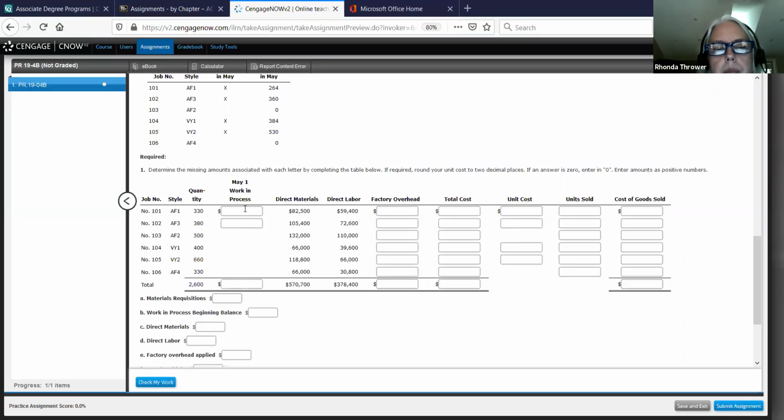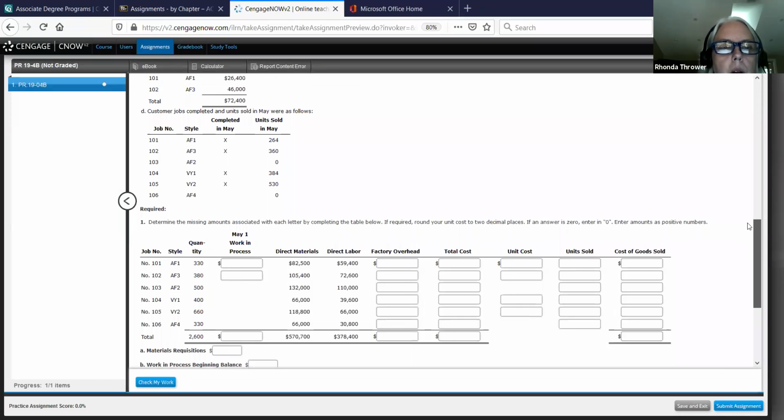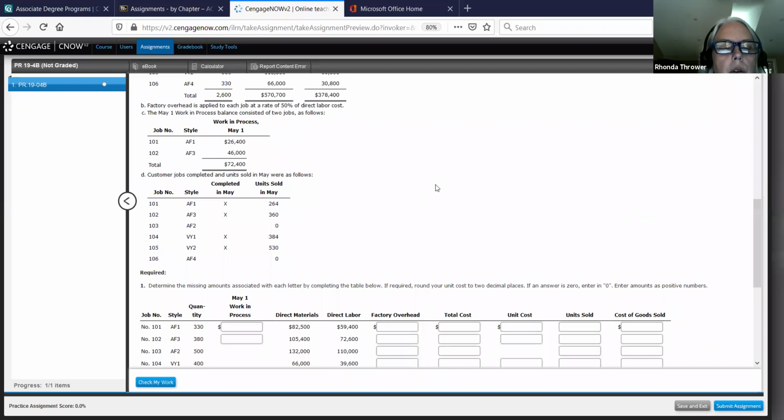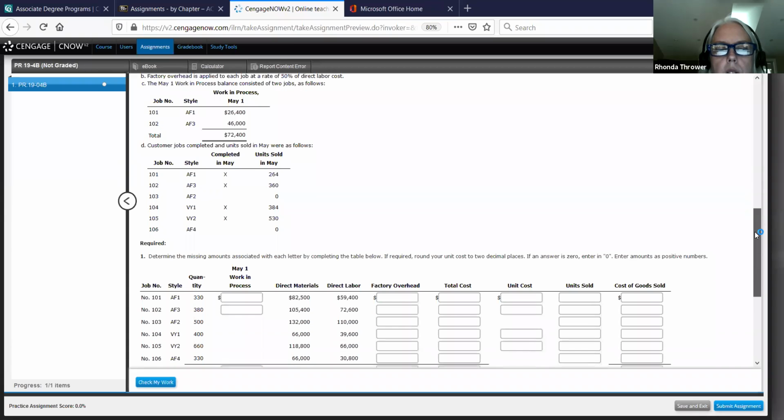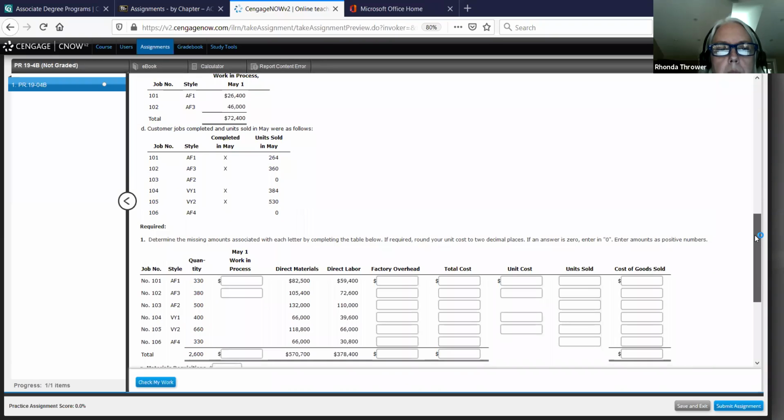But for job number 101, the beginning amount of work in process is coming from last period's ending work in process. And if you look in your instructions here at Part C, they tell you that the May 1st work in process balance consists of two jobs. Job number 101, the work in process balance from last period brought forward is 26,400. For job number 102, the balance that is brought forward is 46,000. So one of the first things that you need to do is put in the balance of the work in process into the table or the spreadsheet form that they've got for you in requirement number 1.